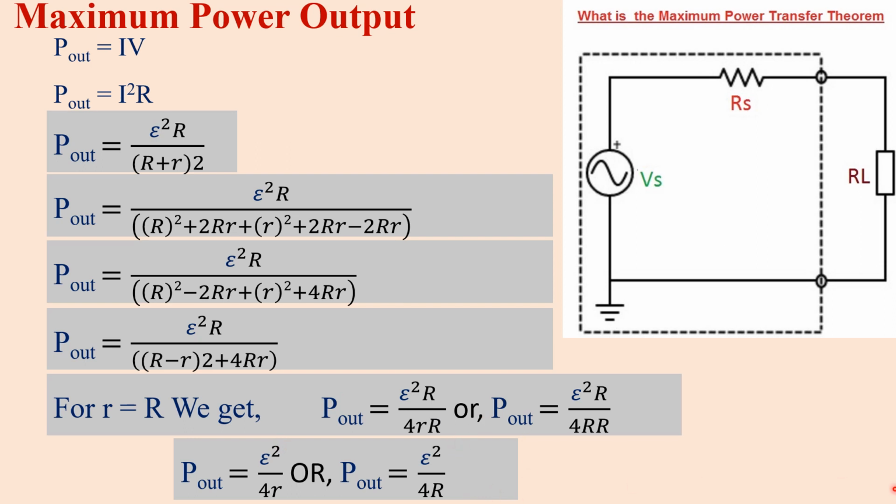So it can be concluded that maximum power is delivered to a load resistor R when the internal resistance of the source of EMF is equal to the load resistance, also called the maximum power transfer theorem.